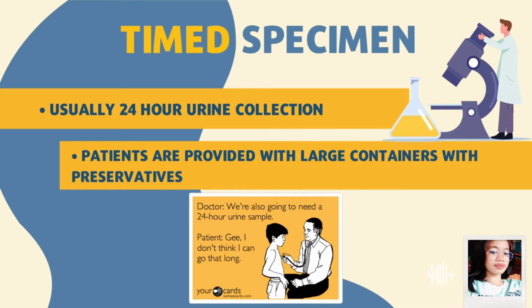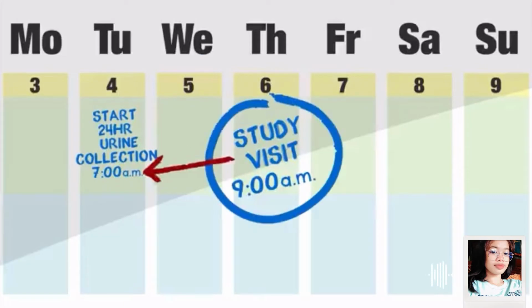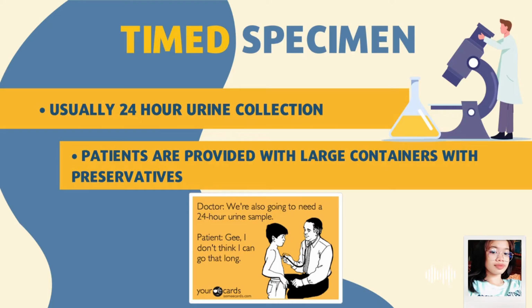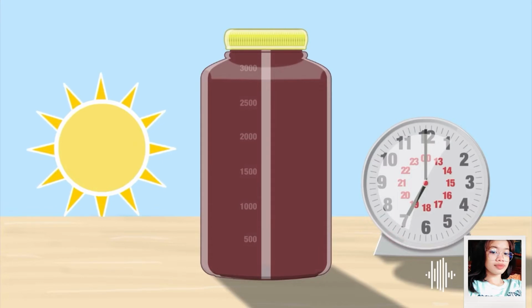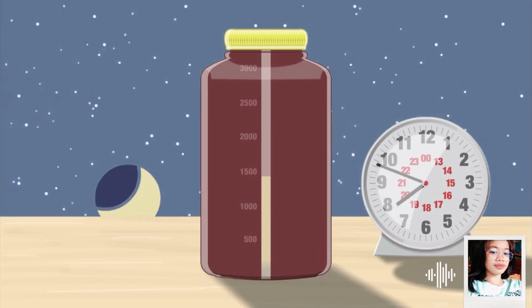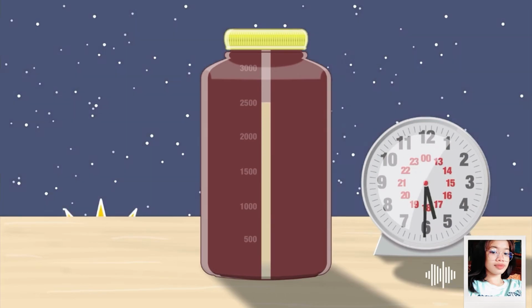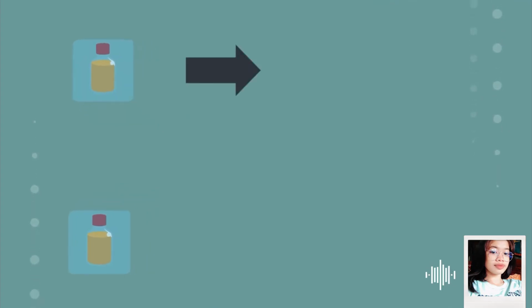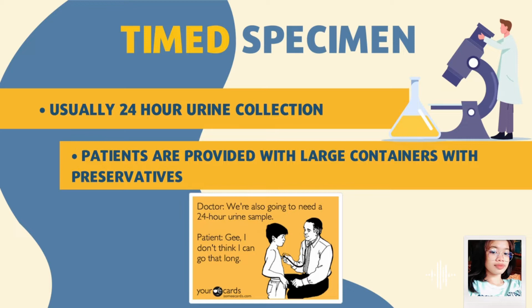The timed specimen. The timed specimen is referred to as a biologic specimen obtained at a certain time of day or at a certain interval after another event. Usually 24-hour urine collection. A 24-hour urine collection is done by collecting your urine in a special container over a full 24-hour period. The container must be kept cool until the urine is returned to the lab.